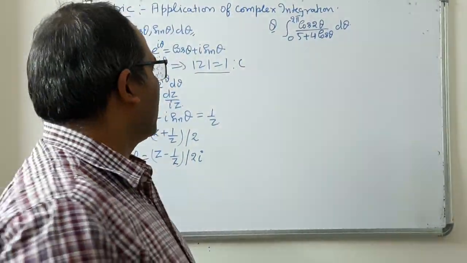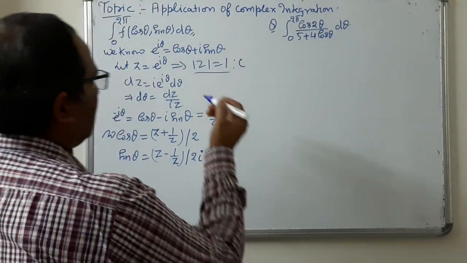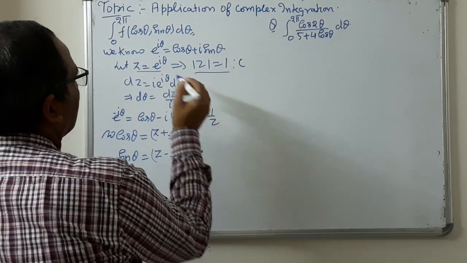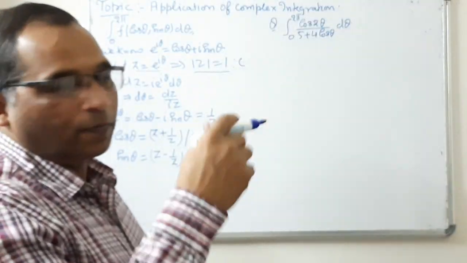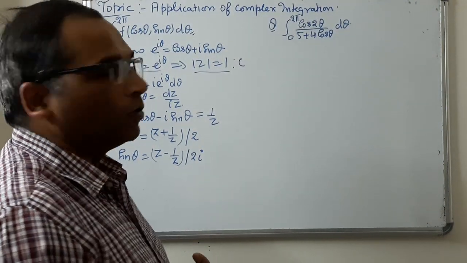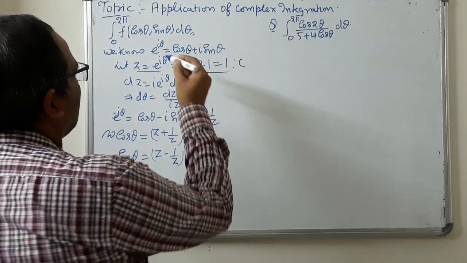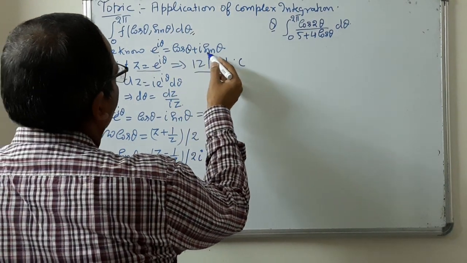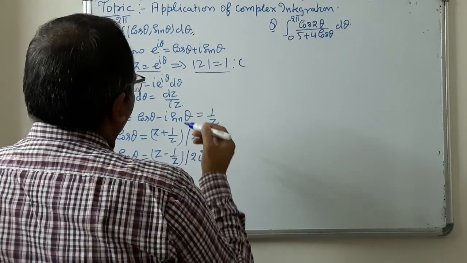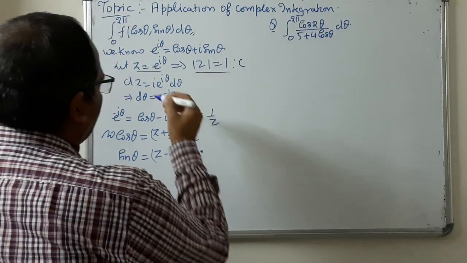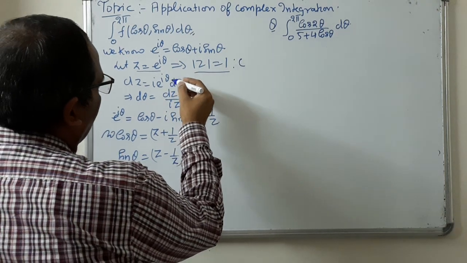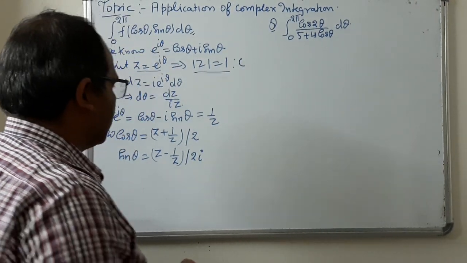In this case we can take z equal to e to the power iθ. That means modulus of z equals 1. We can suppose the closed path C is modulus of z equal to 1. Because we know that e to the power iθ is equal to cos θ plus i sin θ, and we take z equal to e to the power iθ, so dz is equal to i e to the power iθ dθ.